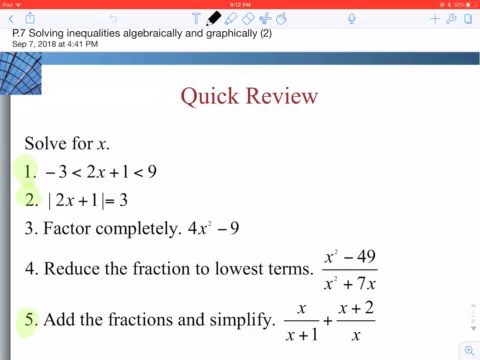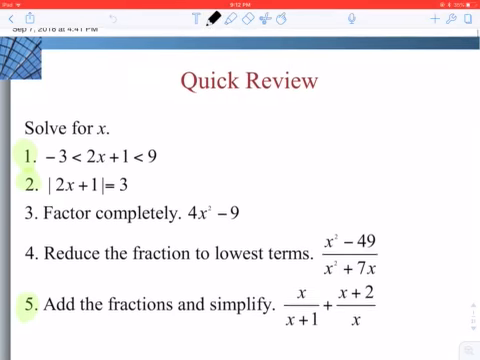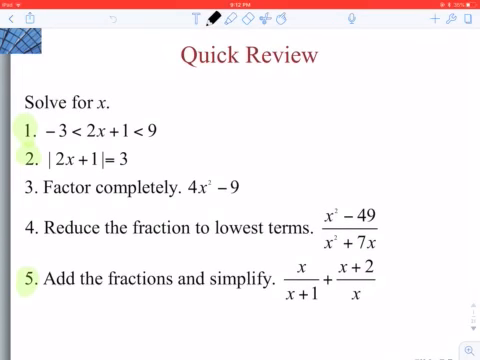If you still need to get them pulled in from Google Drive, go ahead and push pause and do that. But we are going to do these three problems on the quick review, number 1, number 2, and number 5. Go ahead and solve those.